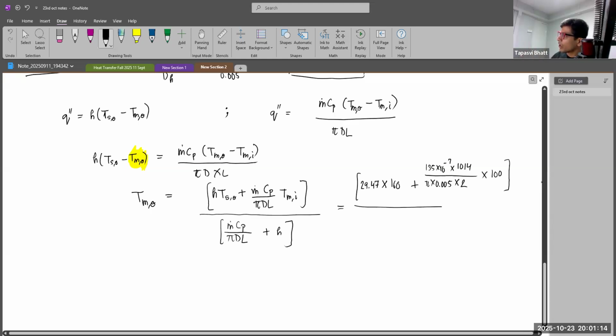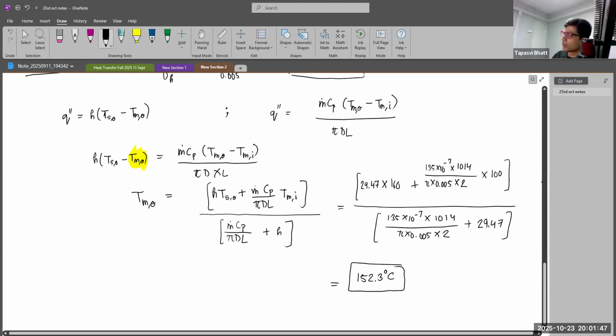Divided by, I have probably repeated this almost 10 times, but still I feel it's important, the same thing. So 135 times 10 to the power minus 7 times 1014 over pi times 0.005 times 2, plus h is 29.47, right? From this, you're going to get Tm outlet as 152.3 degrees Celsius. This is the final answer. So this is the mean temperature at the outlet of the tube.